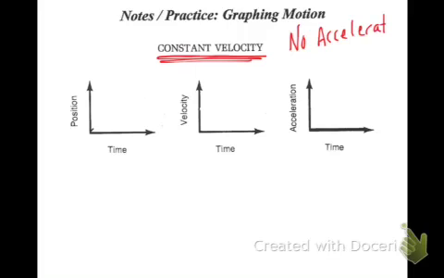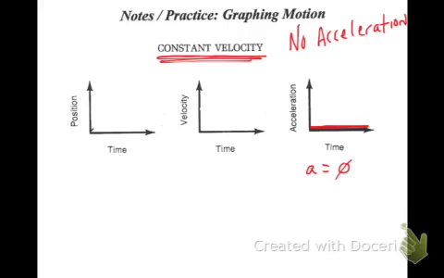So let's start off with our easiest graph, acceleration versus time. So over a period of time, if we're moving at constant velocity, our acceleration must always be zero. So our graph would depict that our acceleration is zero for every single time that we're looking at.